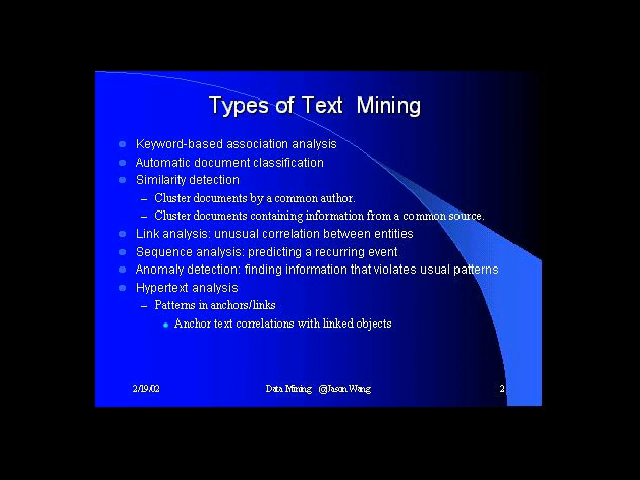Anomaly detection. We try to find information that violates usual patterns. Outlier is also an anomaly. Okay. Hypertext analysis. Here you try to discover patterns embedded in anchors and links and so on. So we will look at each of these items in detail in the next few transparencies.